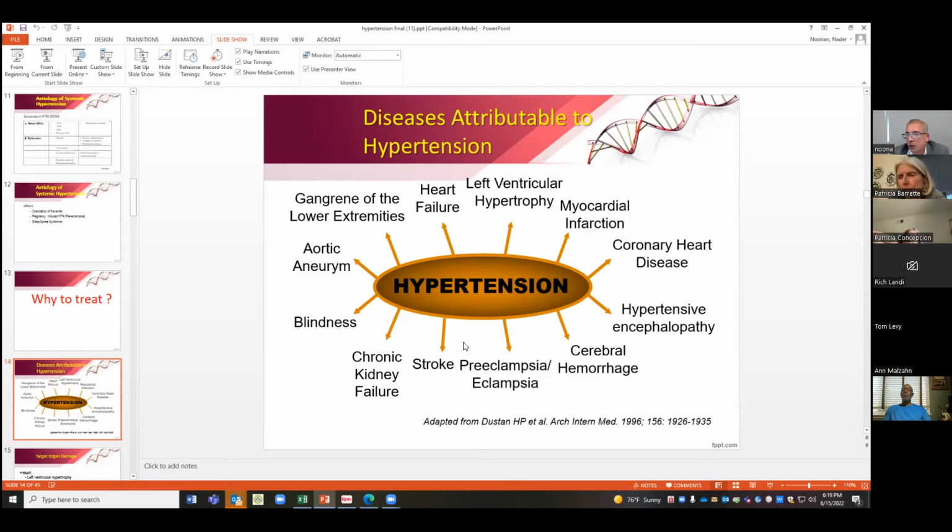But again, cardiovascular complications: coronary disease, myocardial infarct, which is heart attack, left ventricular hypertrophy, heart failure, hypertensive encephalopathy. So when the pressure goes up to the brain too much, your brain actually shuts down. It's got its own thermostat to protect itself. So it starts shutting down the pressure, and it actually decreases the blood flow in the brain. Cerebral hemorrhage, which is a complication of hemorrhagic stroke, preeclampsia, which is a condition that we see in pregnancy, of course, stroke.